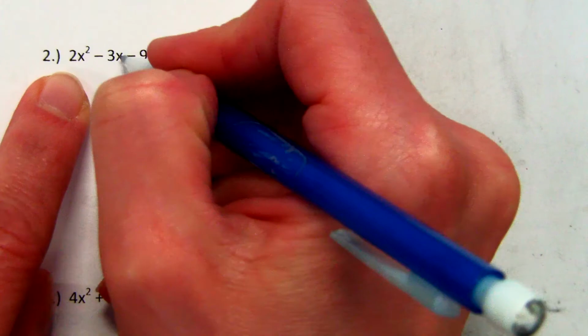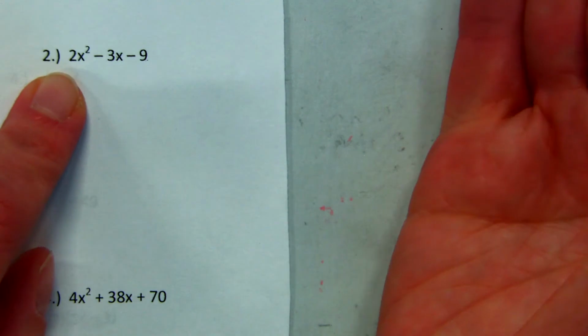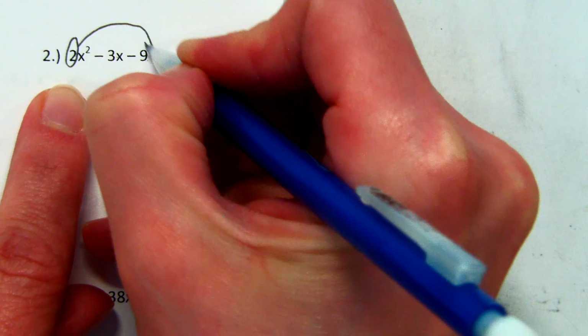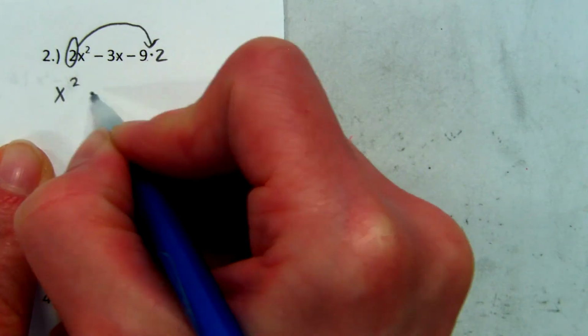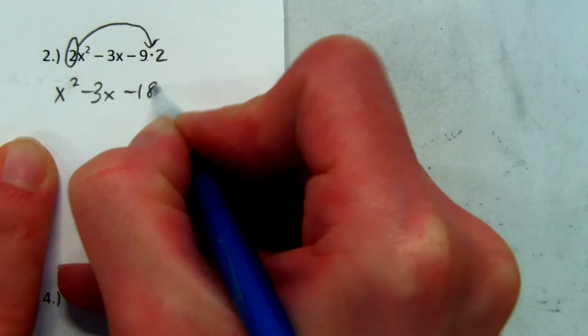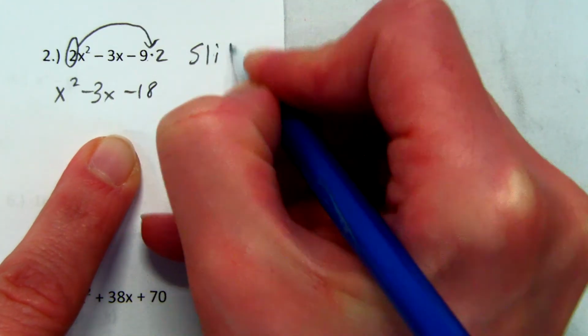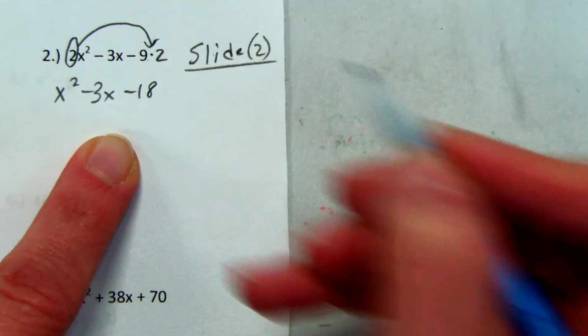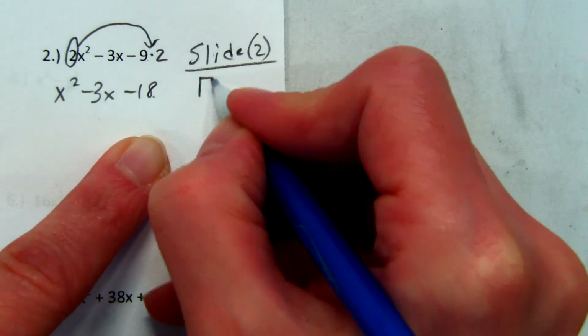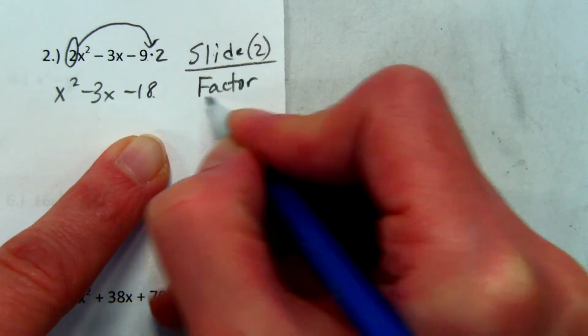Okay, so on number 2, I look, there's a 2, a 3, and a 9. I can't take anything out of that. That's when I know to use this method. So the 2 is going to slide down here and multiply by the 9. So I will have x squared minus 3x minus 18. So that was the slide part. So we were sliding the 2. Okay? Then what you're actually going to do next that's not in those steps is you're going to factor.